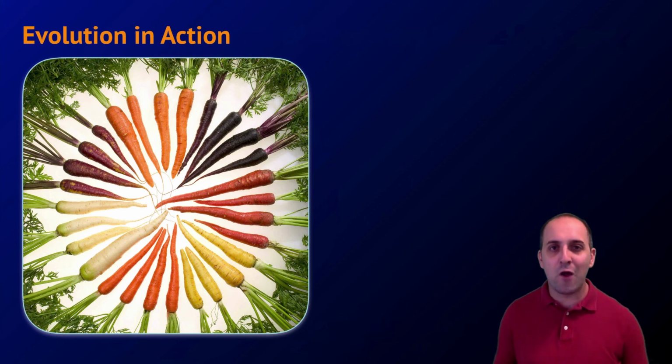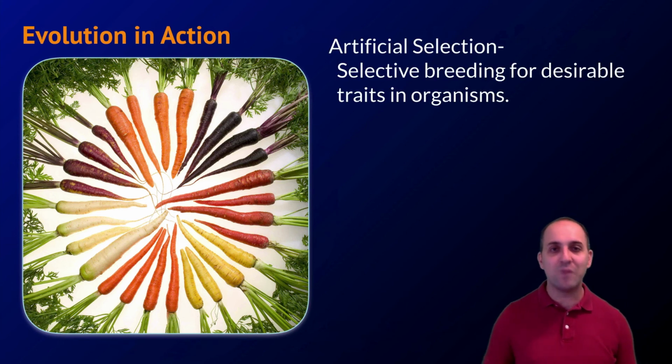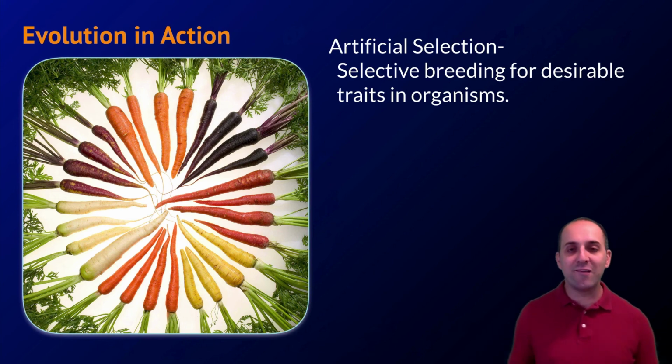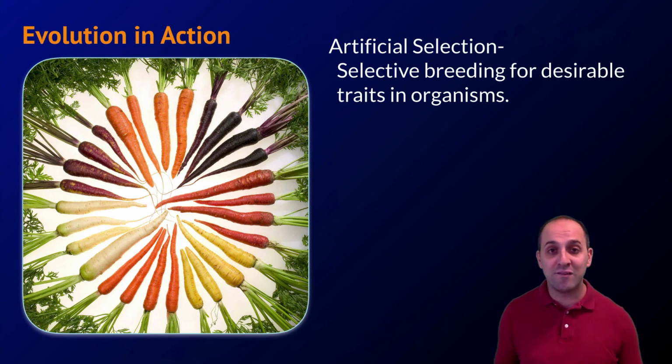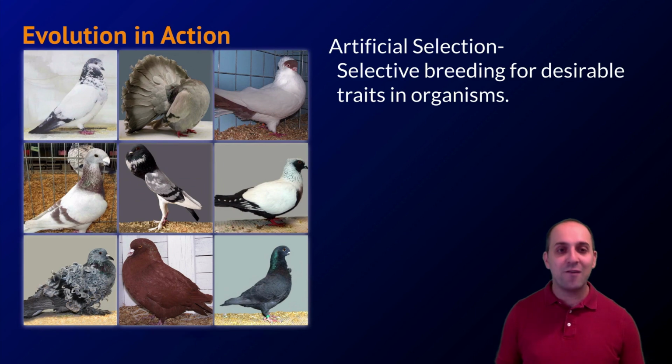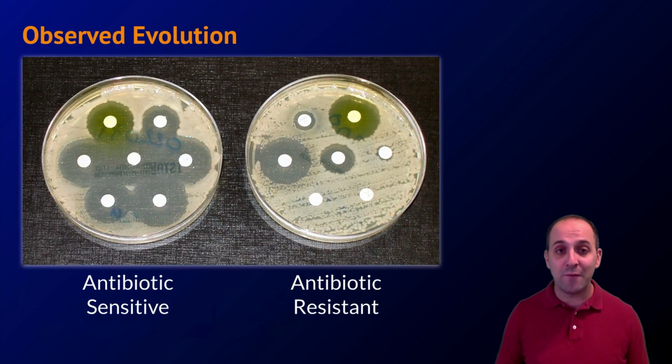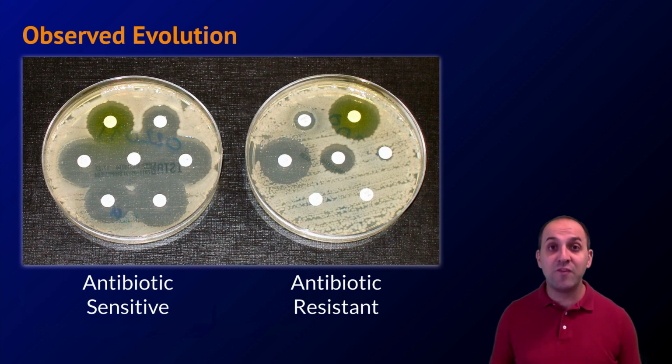So these are all different colored carrots that have been produced by humans, and we've talked about this before. This is this notion of artificial selection, where different organisms are bred by humans for desirable traits. We can see that in carrots, we can see that in fancy pigeons, and I'm sure that you can see that in your pets as well if you have any. There have also been many examples of observed non-artificial selection evolution in action since scientists have started looking for it.